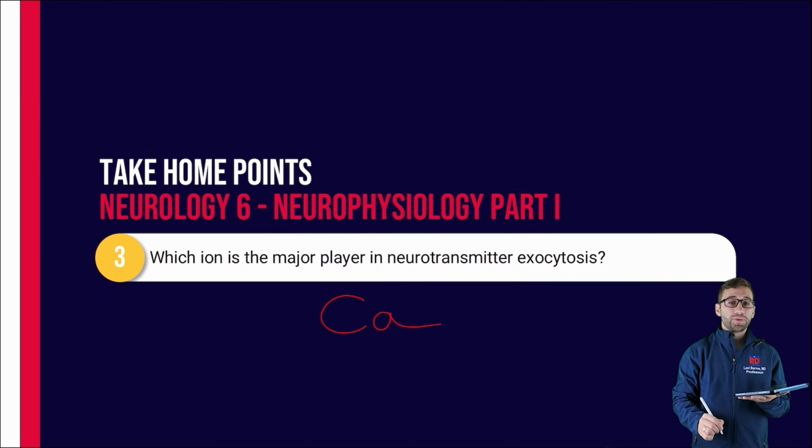When an action potential reaches the axon terminal, it triggers the opening of calcium channels, voltage-gated calcium channels, okay? The influx of calcium ions into the presynaptic terminal causes synaptic vesicles to fuse with the presynaptic membrane, releasing neurotransmitters into the synaptic cleft. This process is crucial for synaptic transmission and communication between neurons.